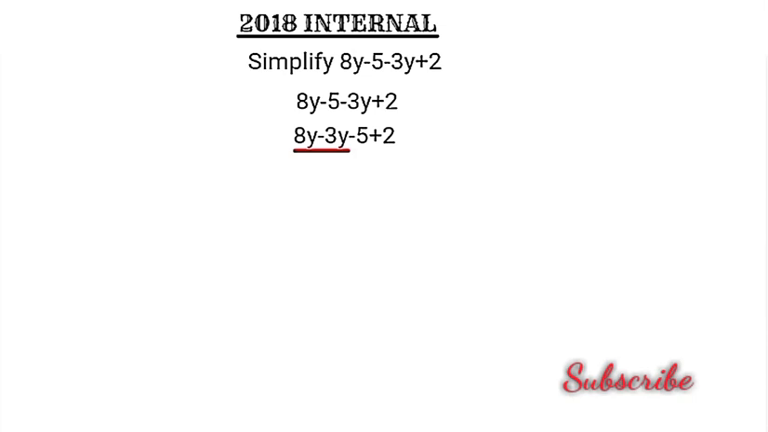Okay, then I'm going to work out this one first. 8y minus 3y will give us 5y. Then negative 5 plus 2 will give us negative 3. So 5y minus 3 was the correct answer. So basically this is how you simplify an expression like this one. Okay, let's go to the next question.